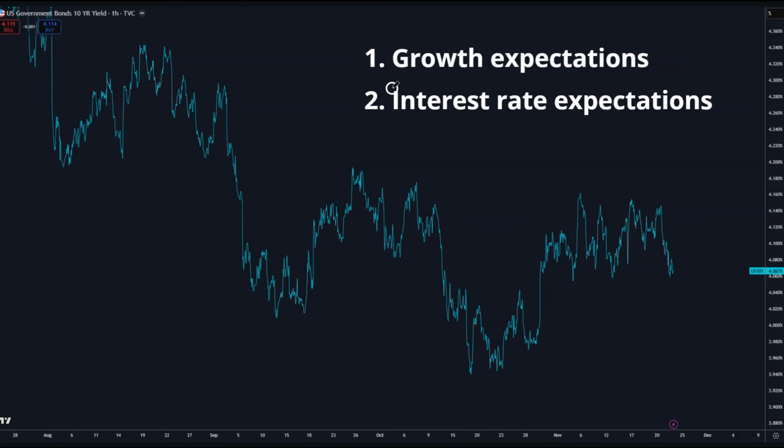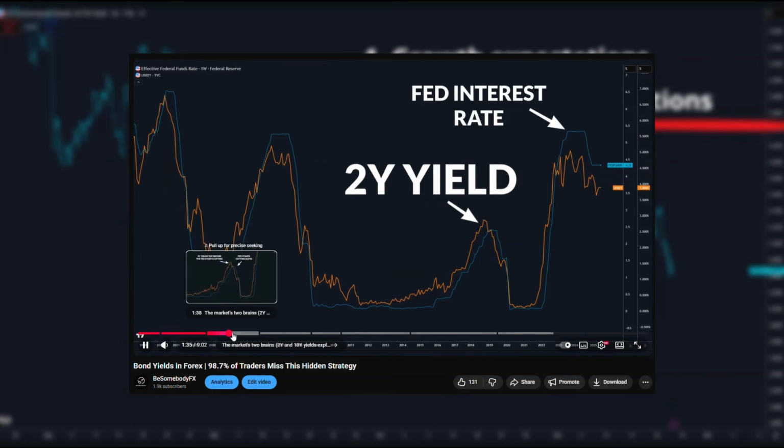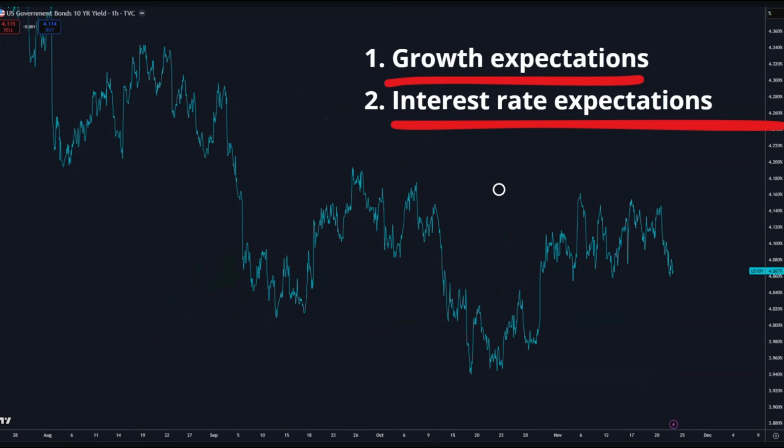This price is a combination of growth expectations and interest rate expectation. Now, I've done a full video explaining how this works, which I'm sure you all watched while taking diligent notes. So for this specific video, I'm going to show you just the framework. We only need to know one simple rule. Yields show the true intent behind the market. To make it even shorter, yields show intent behind the market.